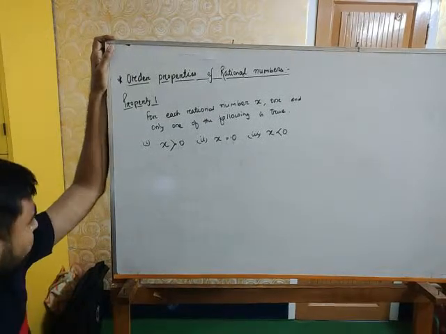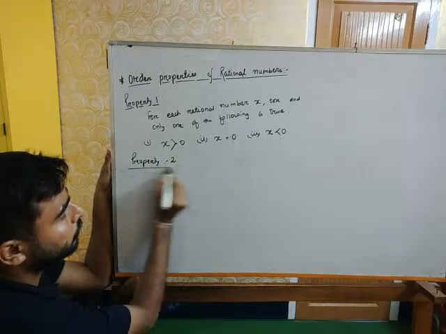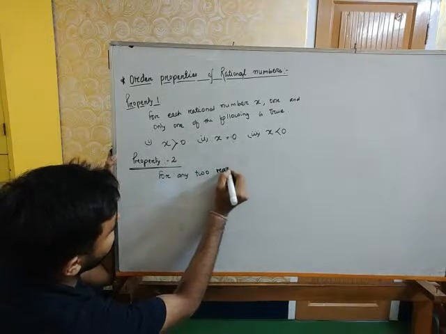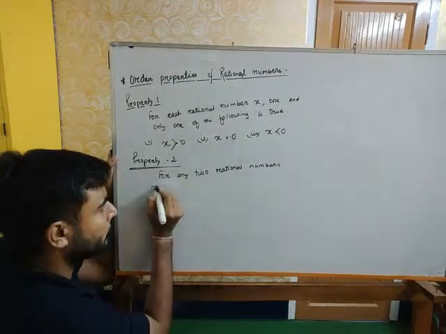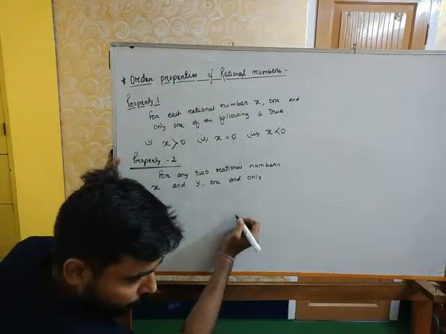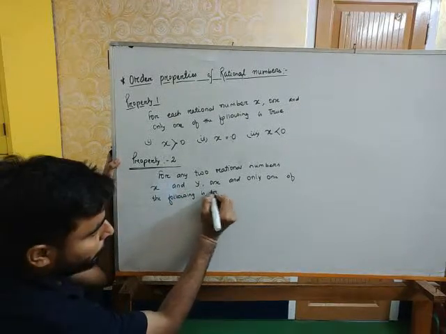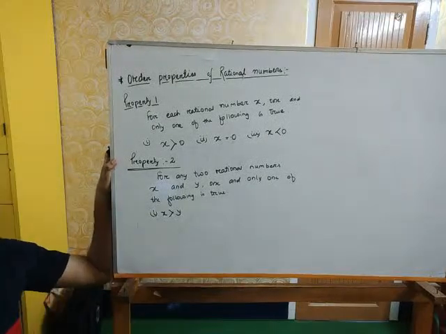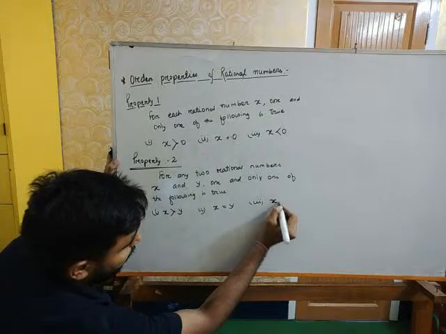Next property. Property 2. For any two rational numbers x and y, one and only one of the following is true. What is that? x is greater than y, x is equal to y, or x is less than y.